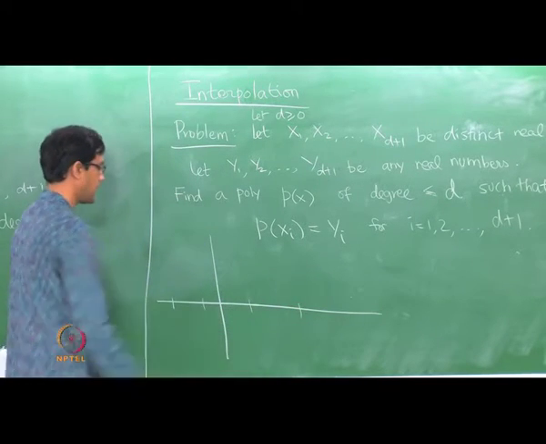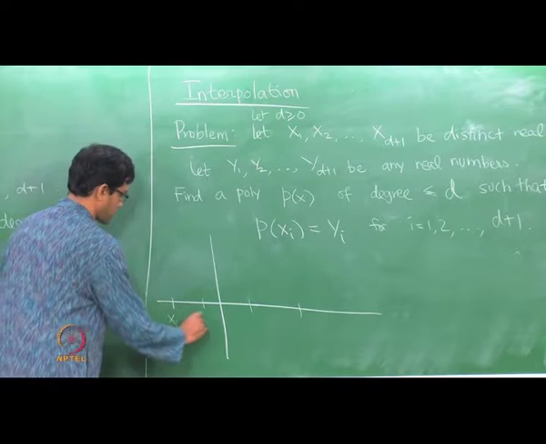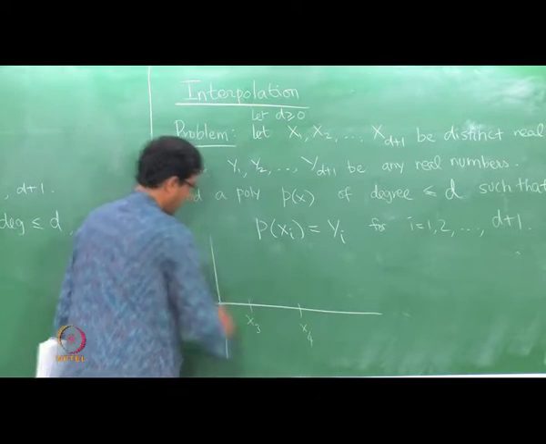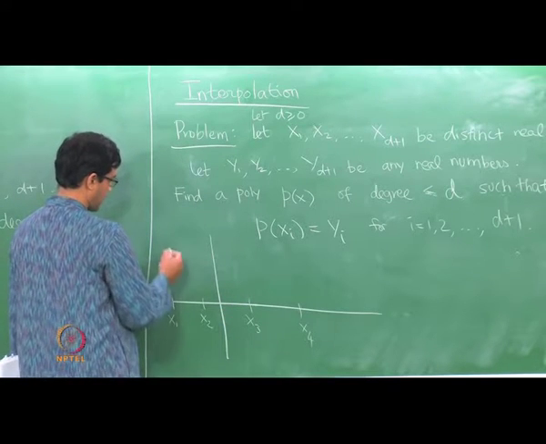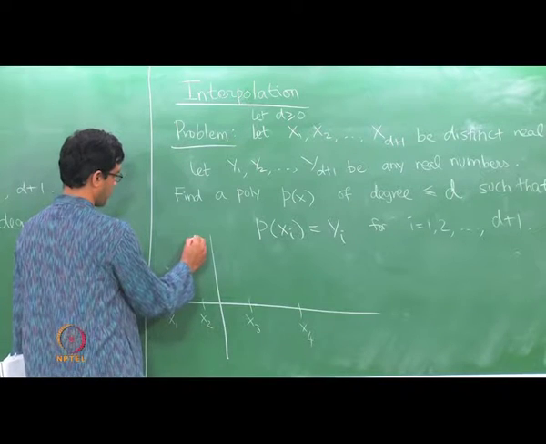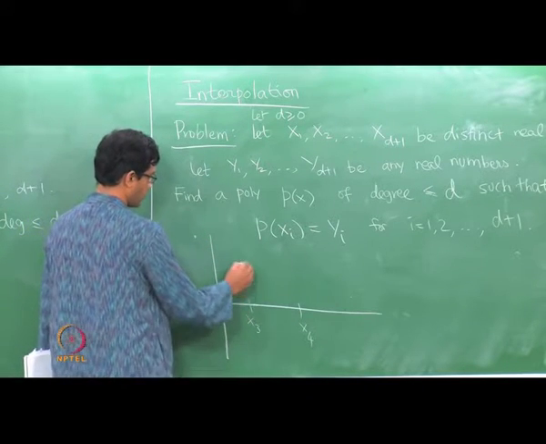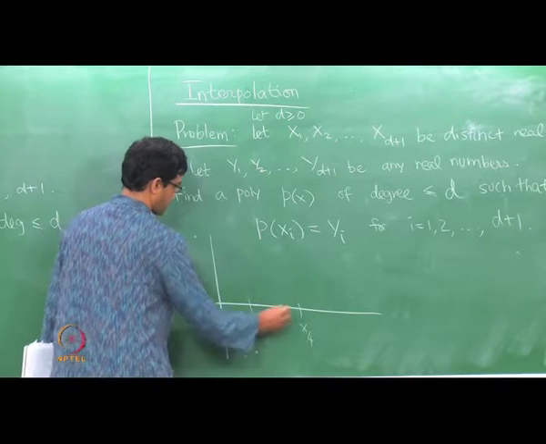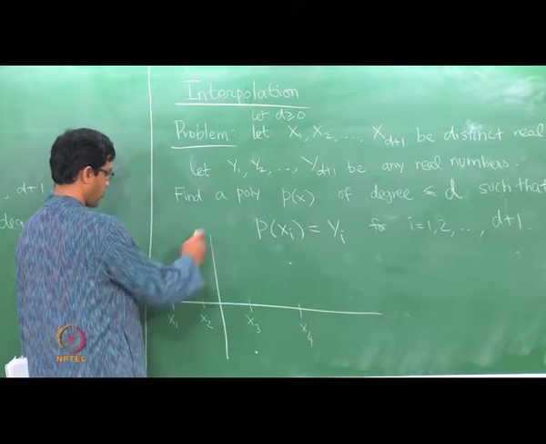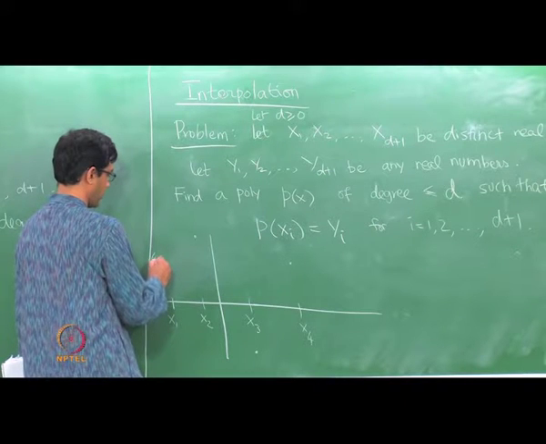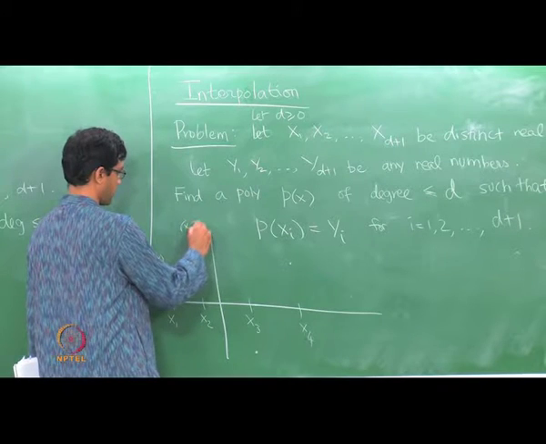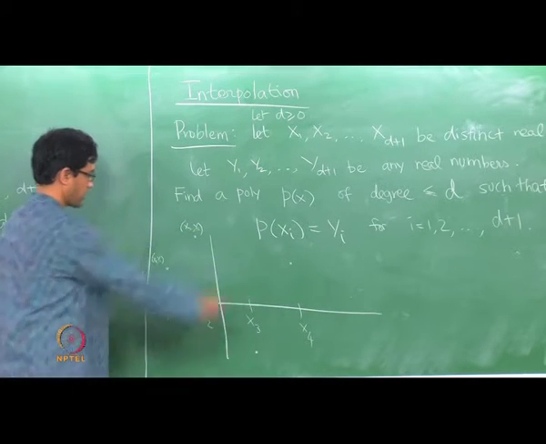numbers. So here I have taken d equals 3. So I have 4 numbers x1, x2, x3, x4, and at each of these points I prescribe some y values. So I give you y1, so maybe that is y1. At x2 I give you some y value y2, let us say this is y3, and at x4 I give you some y value y4. So I have 4 points. This point is x1 comma y1, this is x2 y2, and similarly x3 y3, x4 y4.